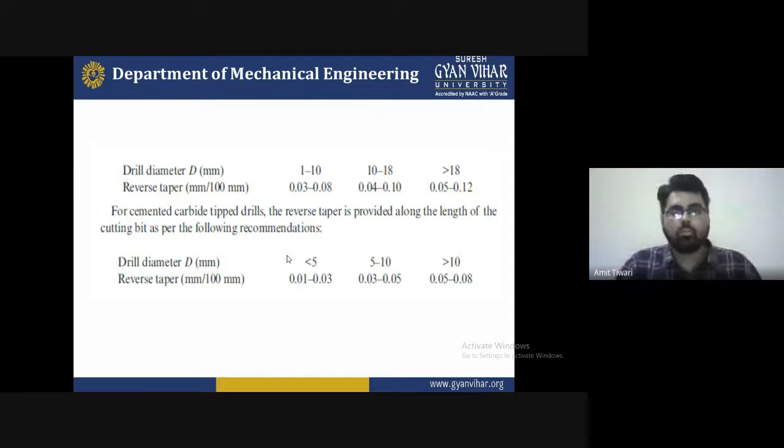But if you want to make a cemented carbide tip drill, the preferred taper is provided on the length of the cutting bite as per the following recommendation. For a drill diameter more than 5, and if you are considering the 5 to 10 range, you have to mention 0.03 to 0.05 for the drill diameter in mm. And for less than 10, 0.05 to 0.08 is sufficient for the reverse taper selected for the cemented carbide drill if you use it.